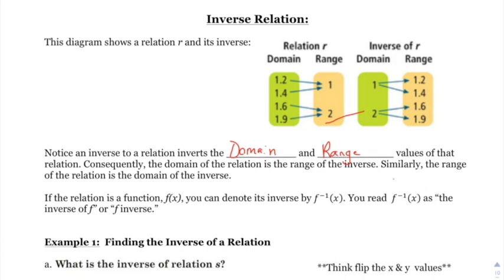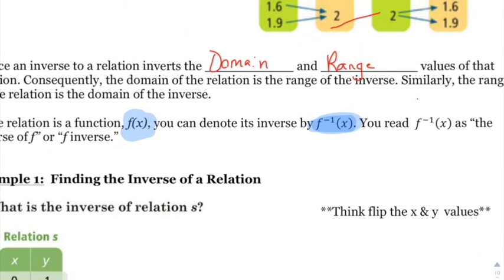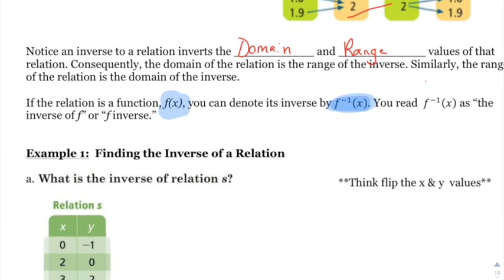Consequently, the domain of the relation is the range of the inverse, and the range of the relation is the domain of the inverse. As far as the notation goes, this is important, especially for tests and quizzes. We call a regular function f(x), but then the inverse function looks like it's being raised to the -1. We call that the inverse function, and that's just the notation we use for it.